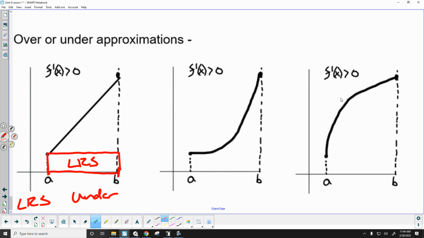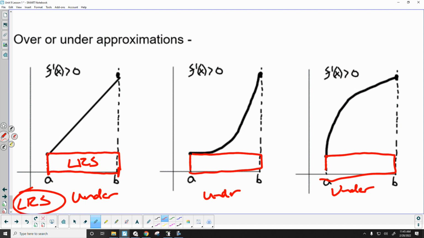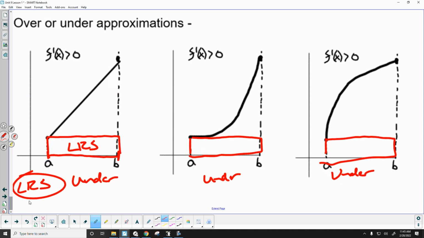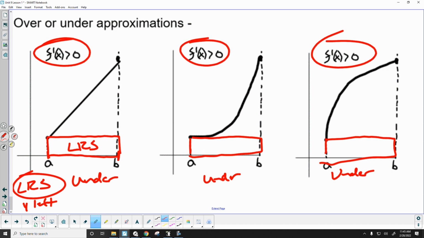Okay, tell me why. Which one is it different for? Because with tangent lines, it changed with concavity. But it does not change with this Riemann sum. Why? Because left Riemann sum uses the y's on the left, and if your function is increasing, the y's on the left has got to be the smallest values, right?